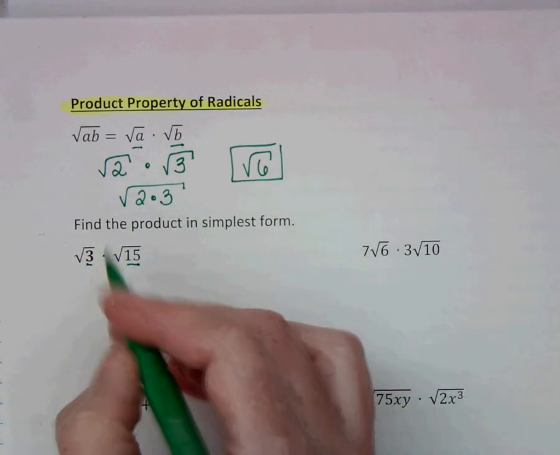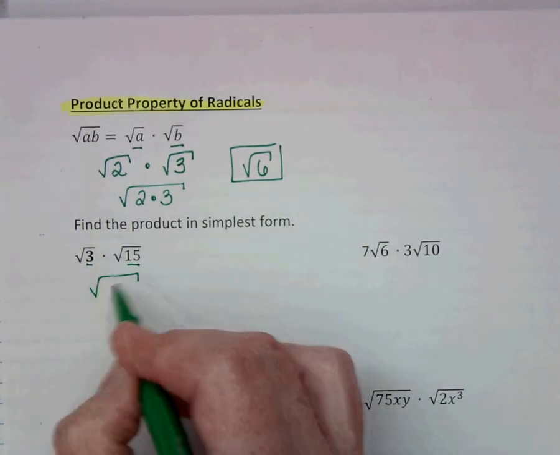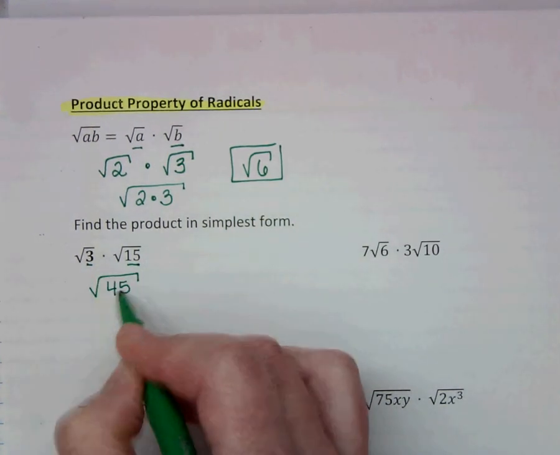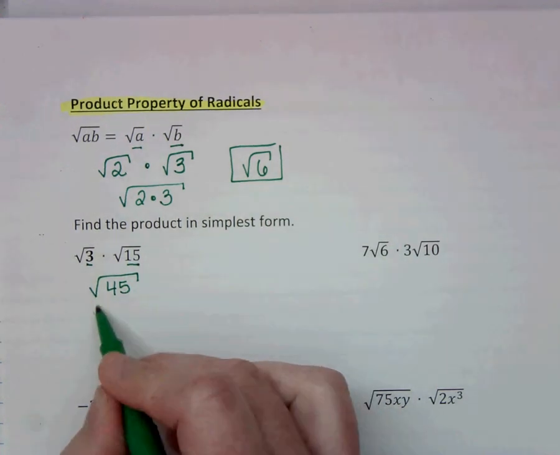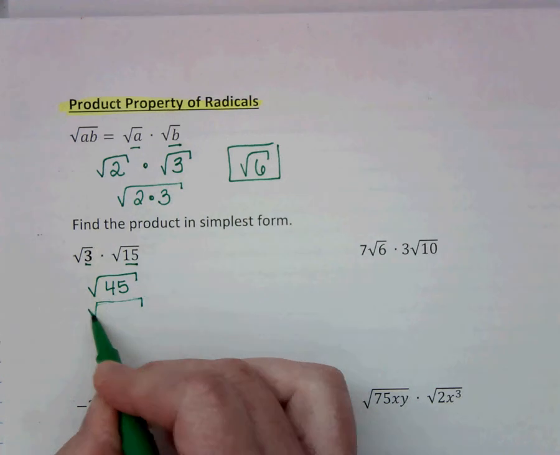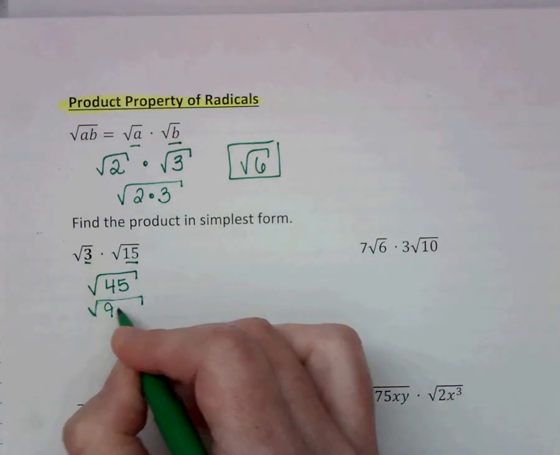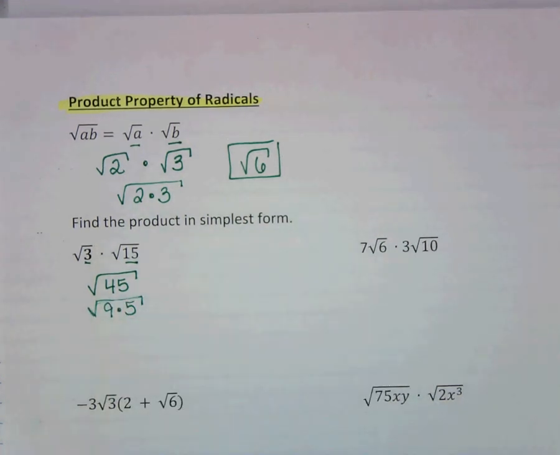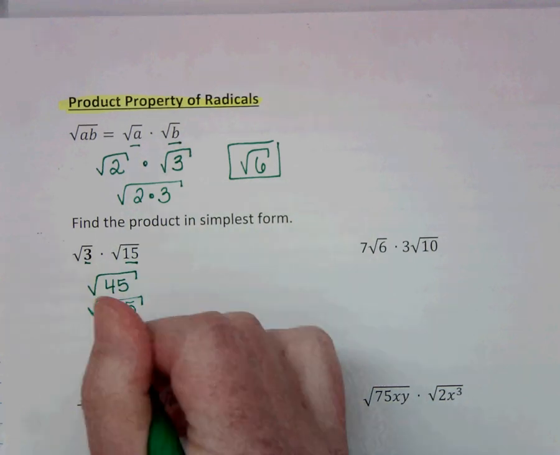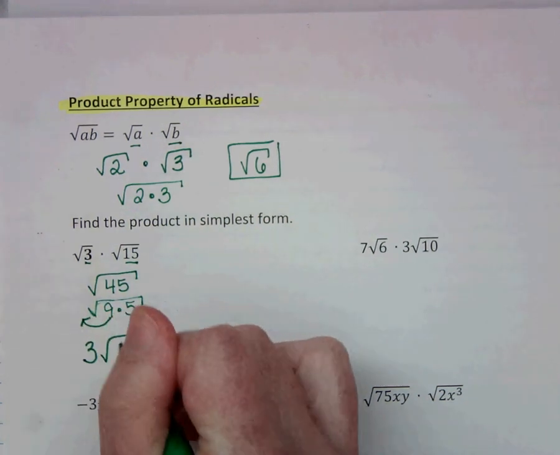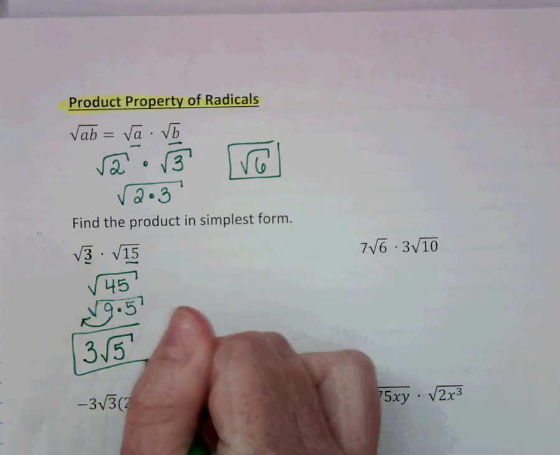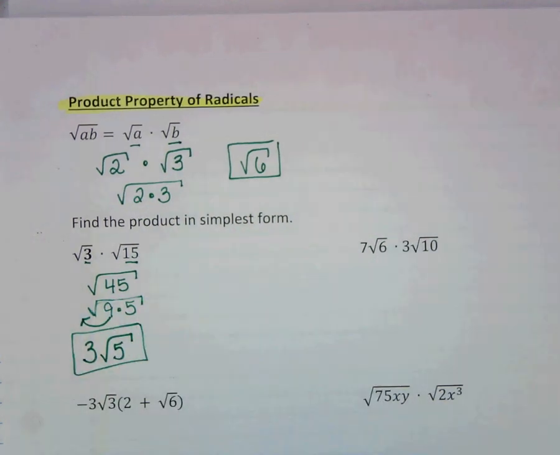So if I multiply them together, 3 times 15 is 45. But now I need to see if I have any perfect squares in there. Well, I hope that you're realizing that this has a perfect square of 9 within it. And so the square root of 9 is 3. And so this would be 3 the square root of 5. Okay, that's it. Really simple, right?